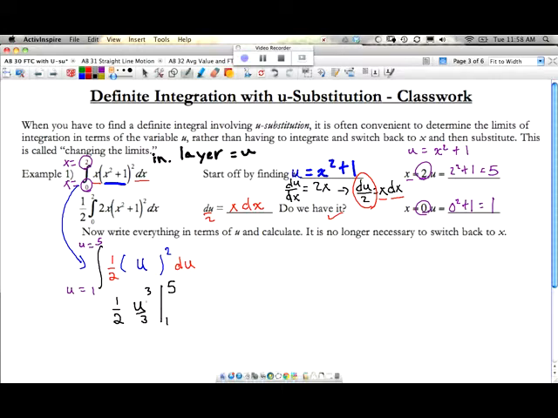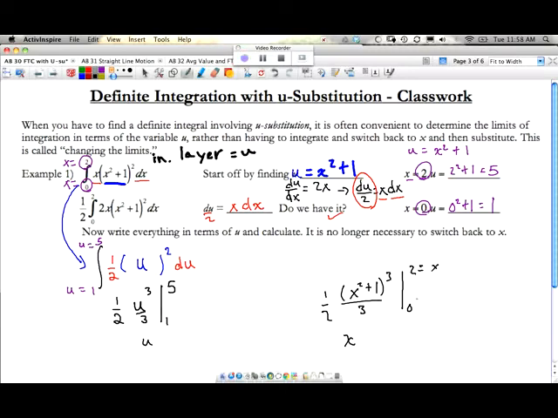Now here's another small difference. I didn't have to change this back into terms of x. I could have, if I wanted to. So this is in terms of u. If I were to change this into terms of x, we'd still have the 1/2, and instead of u it would say (x squared plus 1) cubed over 3. And these limits from top and bottom would also be in terms of x, 0 and 2.